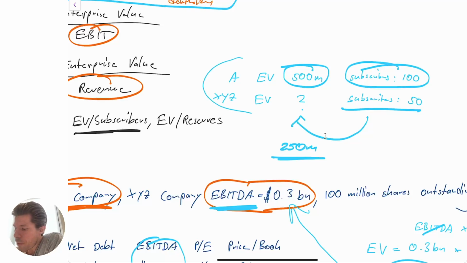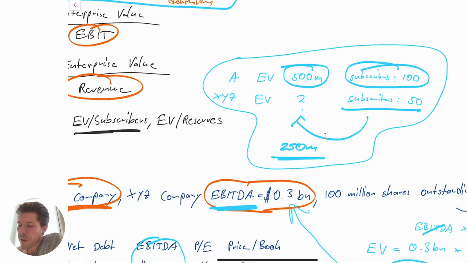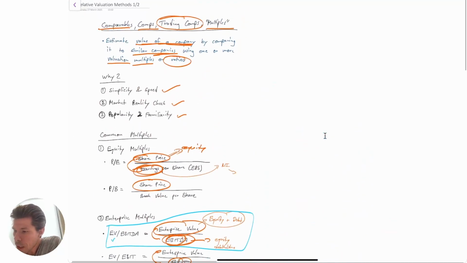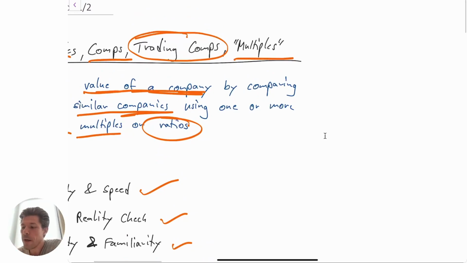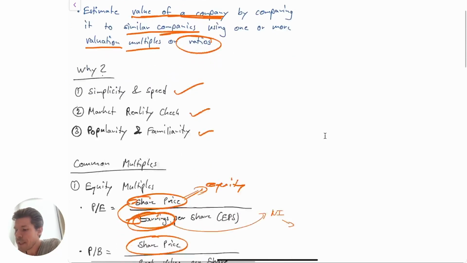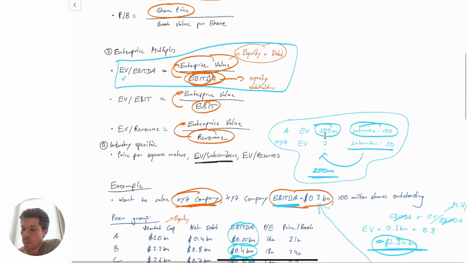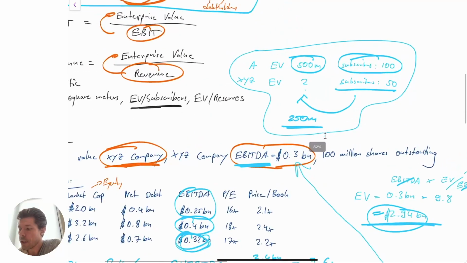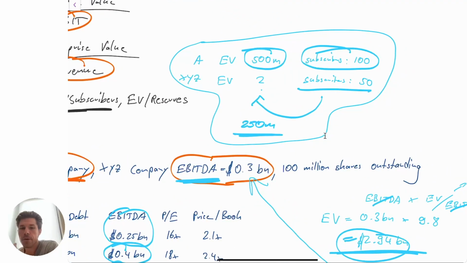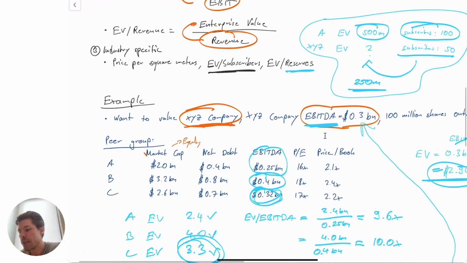And this is very important because whatever we do with multiples, relative valuation, whether we look at trading comps or, in my other video, M&A or transaction comps, it's the same process. We are just comparing and extrapolating. What is the EBIT figure? What is the subscriber figure? What is the revenue figure? What is the implied enterprise value? And what does it mean for my company? Very simple, very easy.